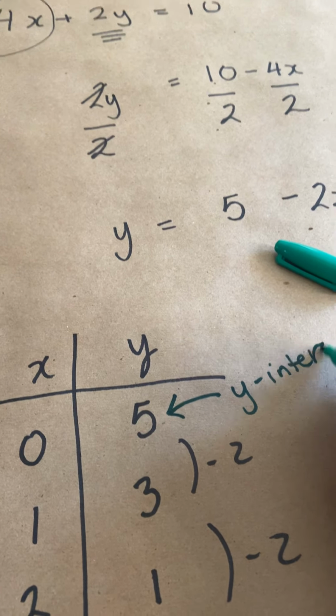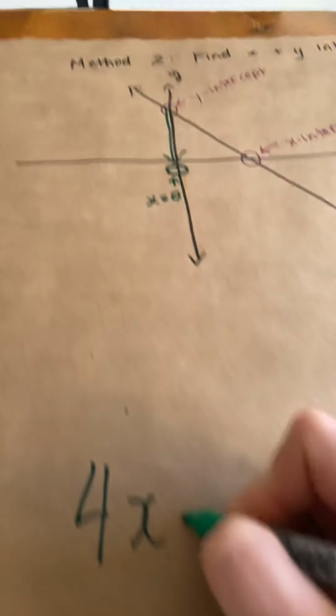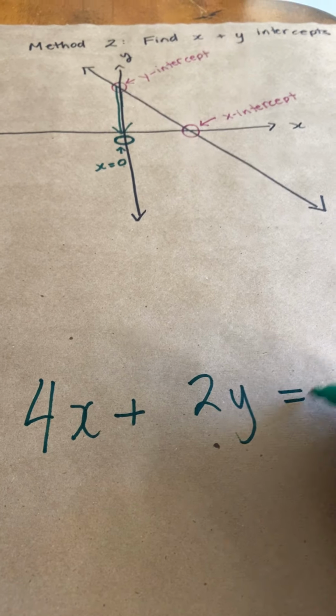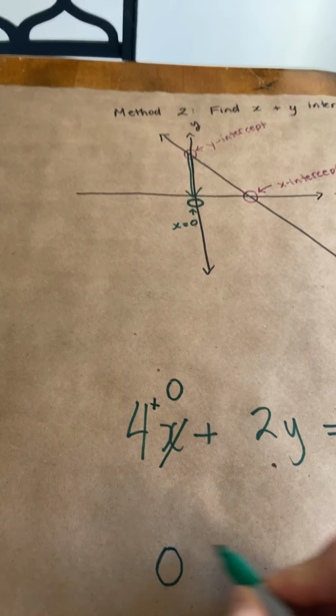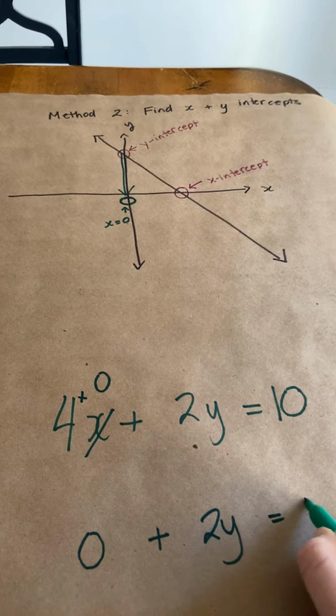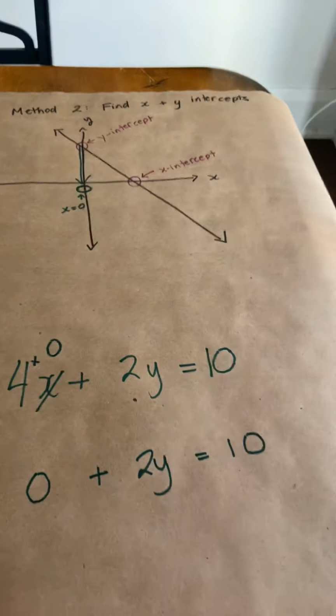So I know when I'm trying to find my y-intercept, x has to be equal to 0. So I'm going to write down that equation, 4x plus 2y is equal to 10. If I want to find the y-intercept, I need to make x equal to 0. So in my equation, I'm going to cross off this x and make it equal to 0. Here you have two numbers right next to each other, so I'm multiplying. 4 times 0 is 0. Plus 2y is equal to 10. I can ignore the 0, so all I have is 2y equals 10.